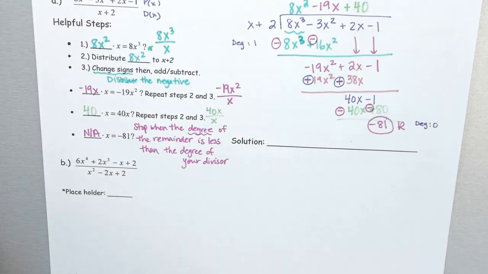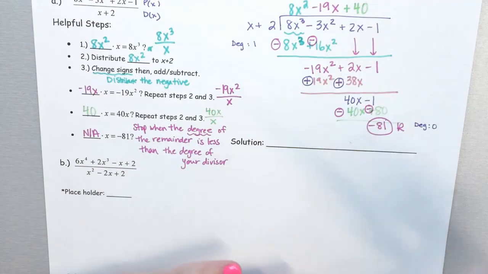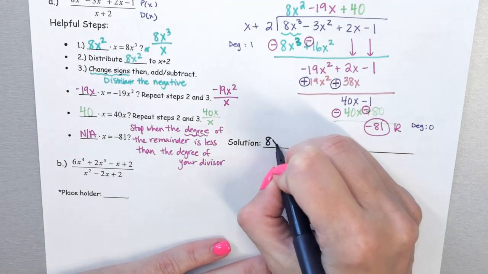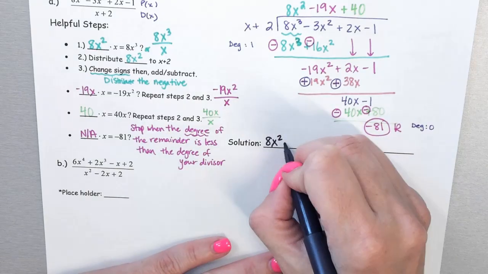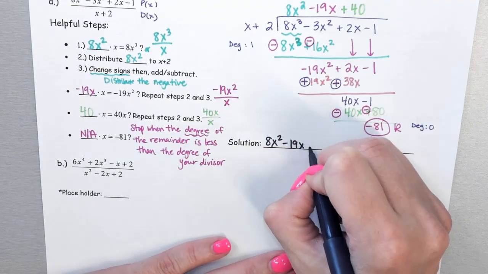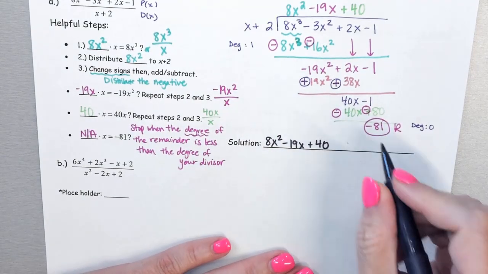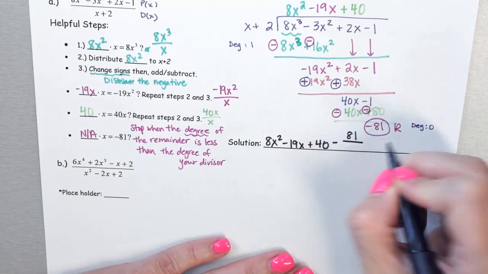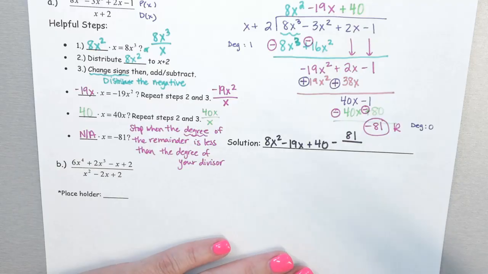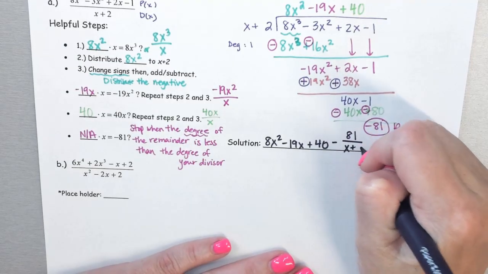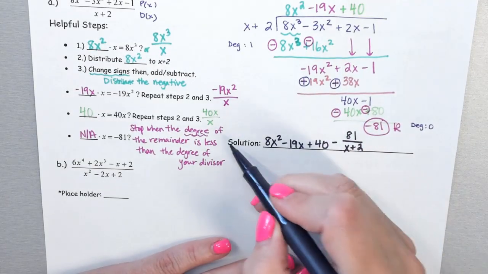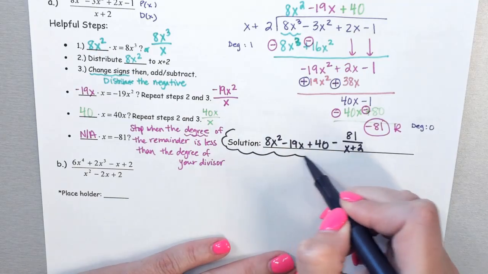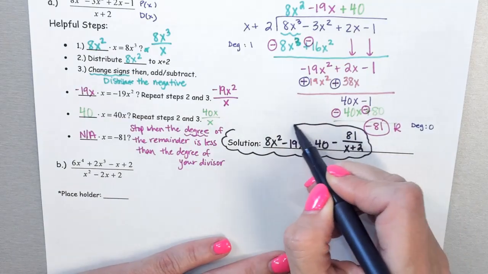So your final answer is going to be your quotient. So your quotient is what is on top, 8x squared minus 19x plus 40. And then because this is negative, you can do minus 81. You can also do plus the negative, that's okay. Okay, and then x plus 2 on the bottom. So this is going to be your solution.